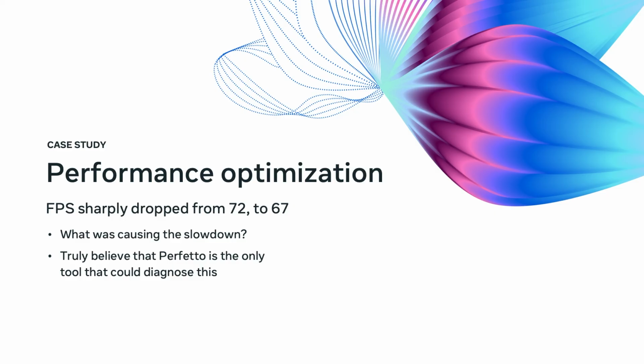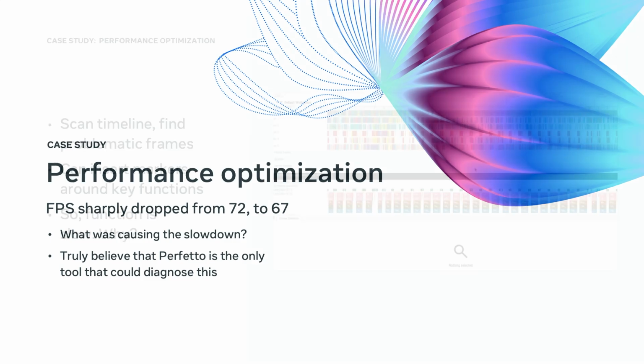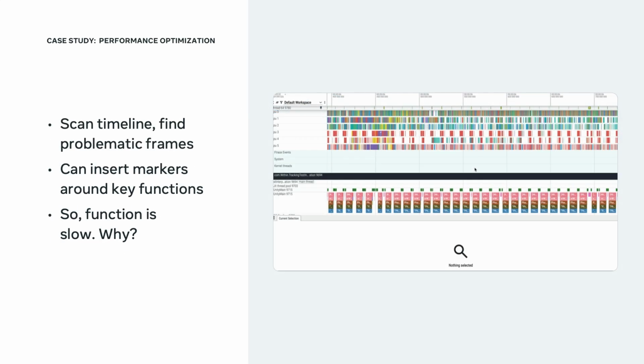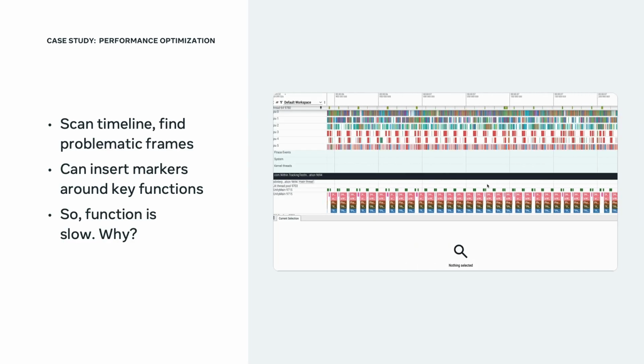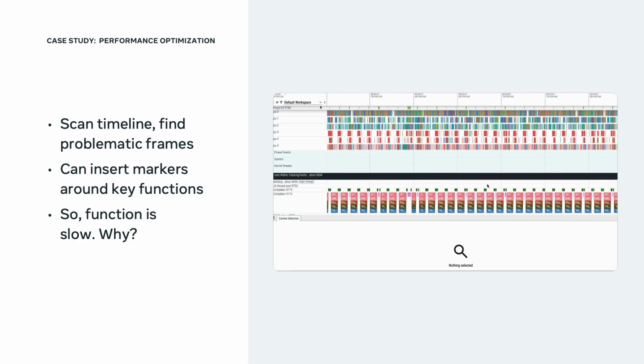Now for the fun stuff, the case study. So we had this performance bug where FPS dropped sharply from 72 down to 67. And the main question was why? And as we said earlier, we feel that Perfetto was one of the only tools that could diagnose this to this level of rigor. So the first hero feature is just scan that timeline view and find the problematic frames. And we did that, and we were able to see that with enough of the scanning, there were a few anomalous frames. Some were not like the others. This is one such frame.